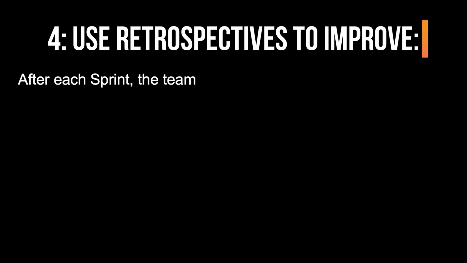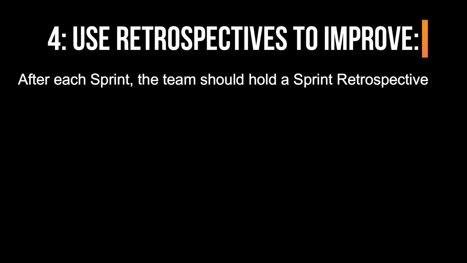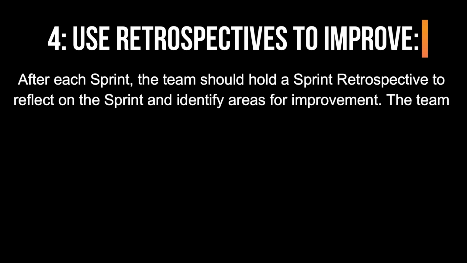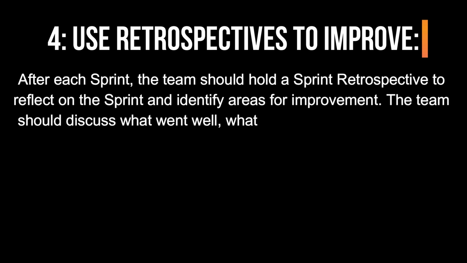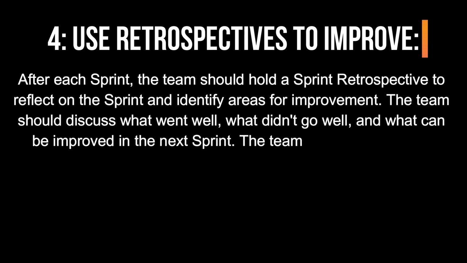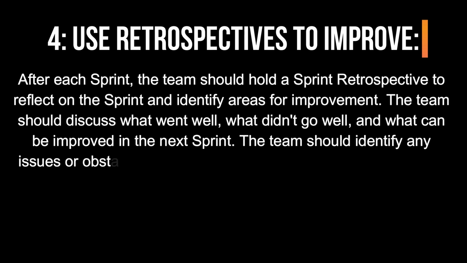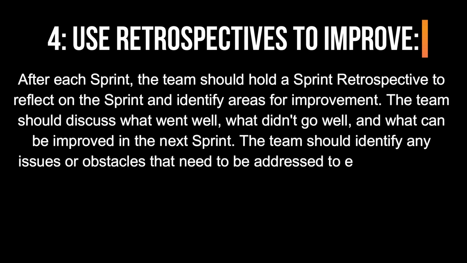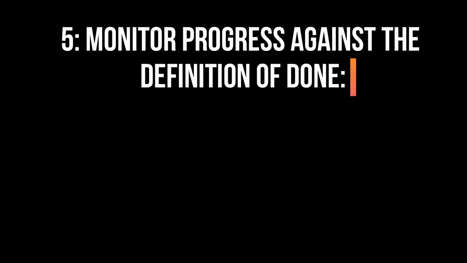4. Use retrospectives to improve. After each sprint, the team should hold a sprint retrospective to reflect on the sprint and identify areas for improvement. The team should discuss what went well, what didn't go well, and what can be improved in the next sprint. The team should identify any issues or obstacles that need to be addressed to ensure that the next sprint is more successful.